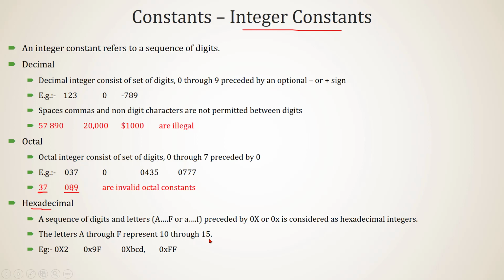So hexadecimal has 16 symbols. 0 to 9 contain 10 symbols, and A to F contains 6 symbols. So there is a total of 16 symbols. Okay.